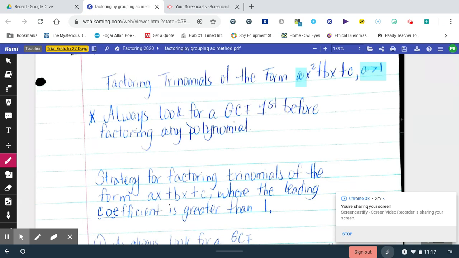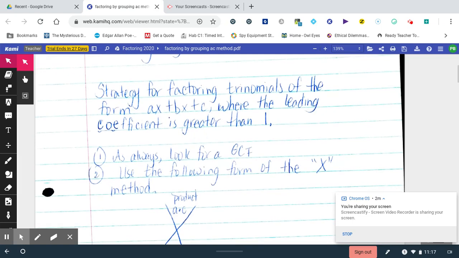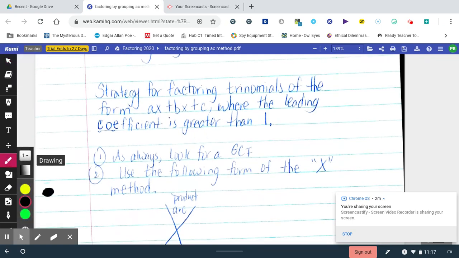All right, now let's go down and look at the rest of the notes. So the strategy for factoring trinomials of the form ax squared plus bx plus c, where the leading coefficient is greater than 1, is these steps here at the bottom, and there are actually 4 of those. So let's go through them.